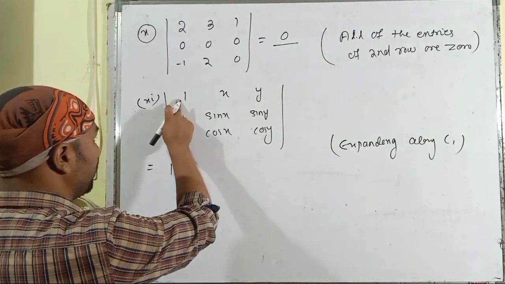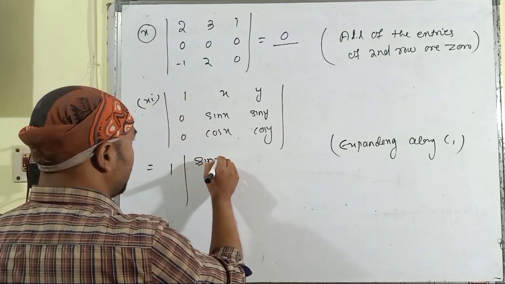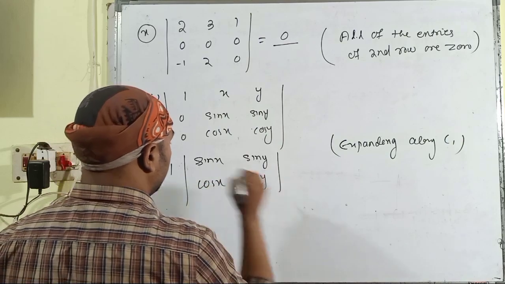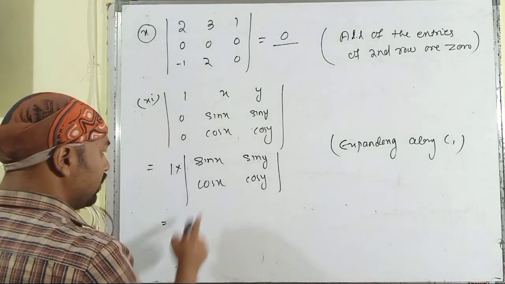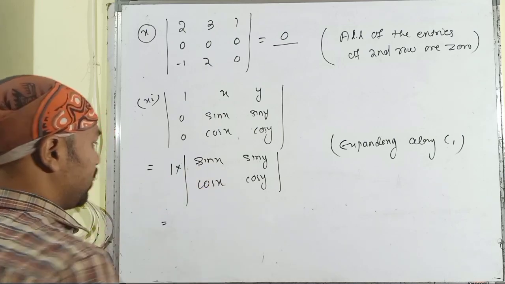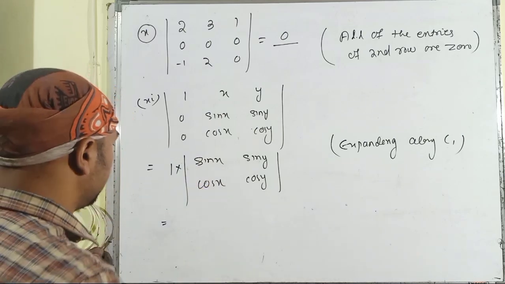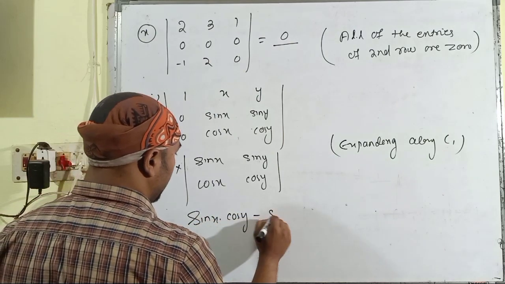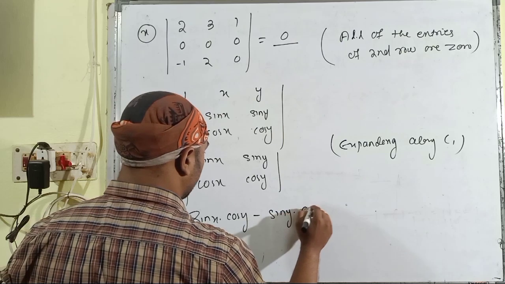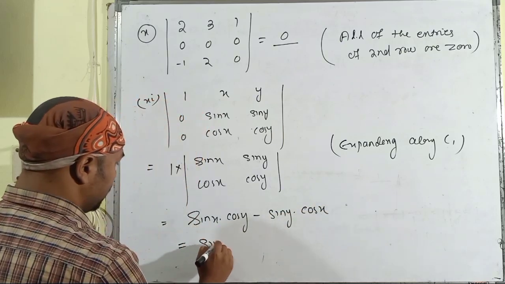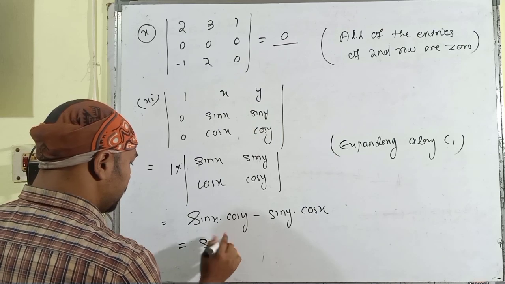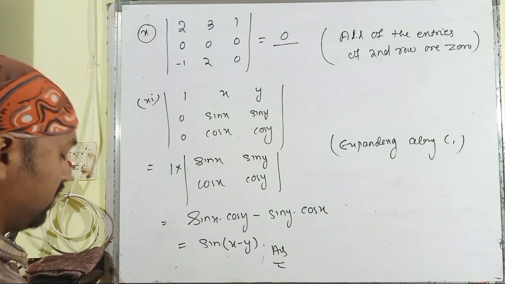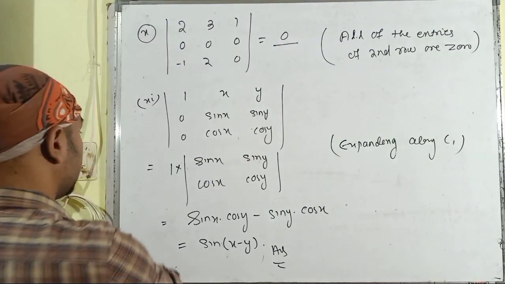So we just have to find out for this element 1, and that is sin x sin y, then cos x cos y, and then just omitting the 1 because any number multiplied with 1 is itself, so it is sin x multiplied with cos y minus sin y multiplied with cos x. Then this is in the form of sin(x minus y), and here it is the answer for the 11th bit. Then moving towards the 12th bit.